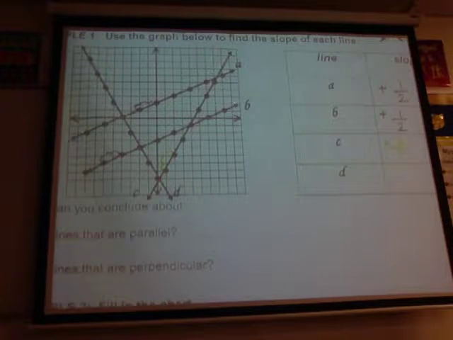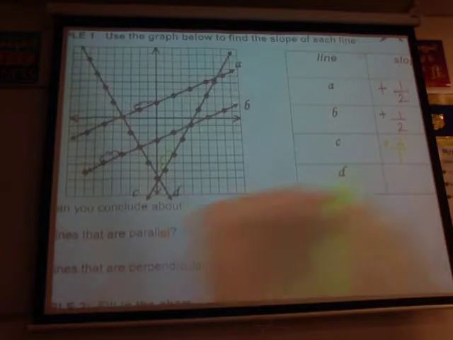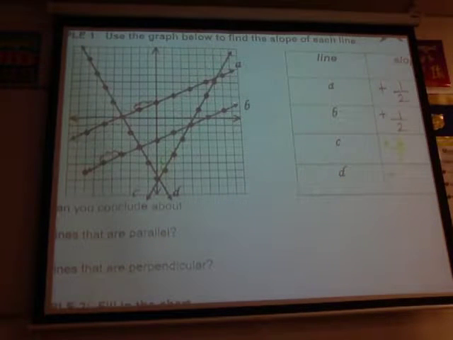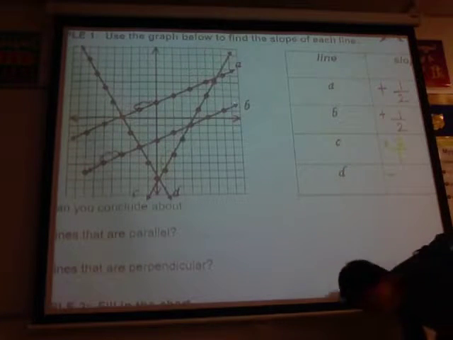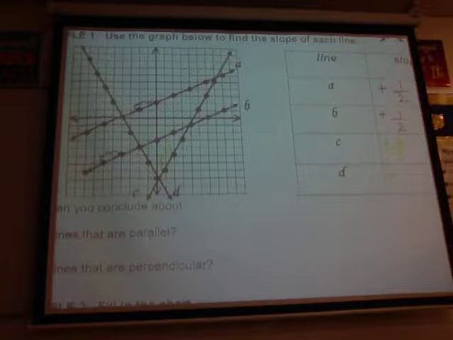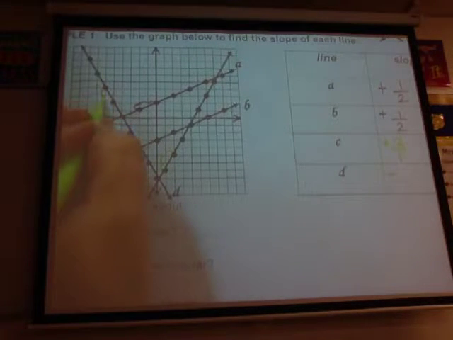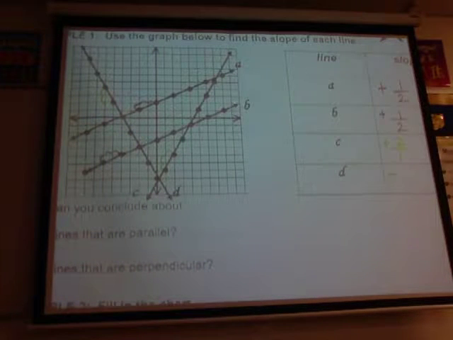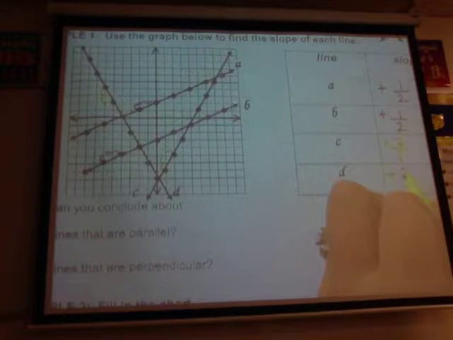What about D? It's negative. So D is a negative slope. You go down. Now you always go to the right, so you find your slope from left to right, like you're reading a book. Okay, so we are going down, how many? 2. And we're going right, how many? 1.